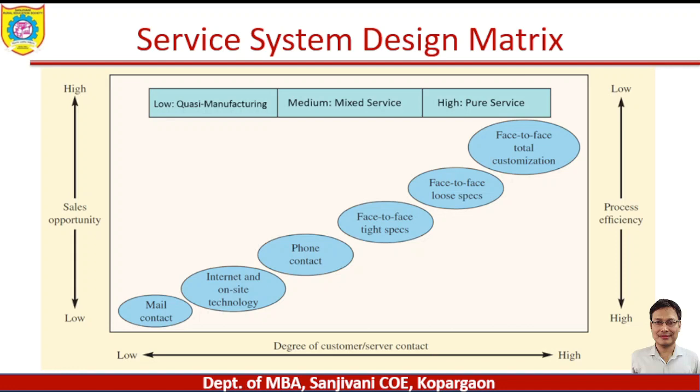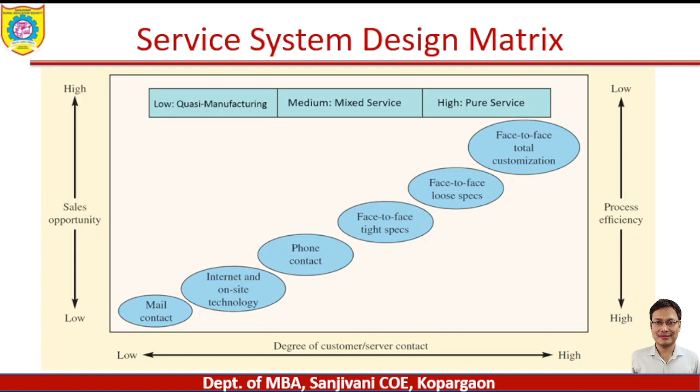After understanding the service system design and service positioning, we can summarize the entire concept into a service system design matrix. Here we take three elements to design this matrix: the degree of customer or server contact on the x-axis, and process efficiency and sales opportunity on the y-axis, on the right and the left side of the slide. So let us try to relate the degree of customer contact with the process efficiency.